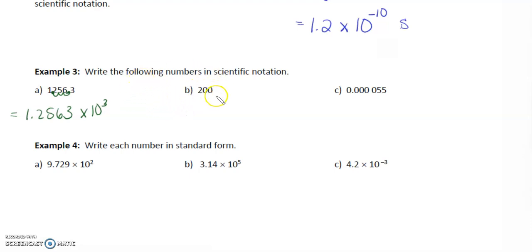Okay, for 200, our original decimal is here. We're going to move it 2 units. So we know that this is going to be 10 to the power of 2. And our number is 2.0. You don't want to just write 2. You want to write 2.0. You want to include at least one decimal there, even if it's 0. I think it's better form.